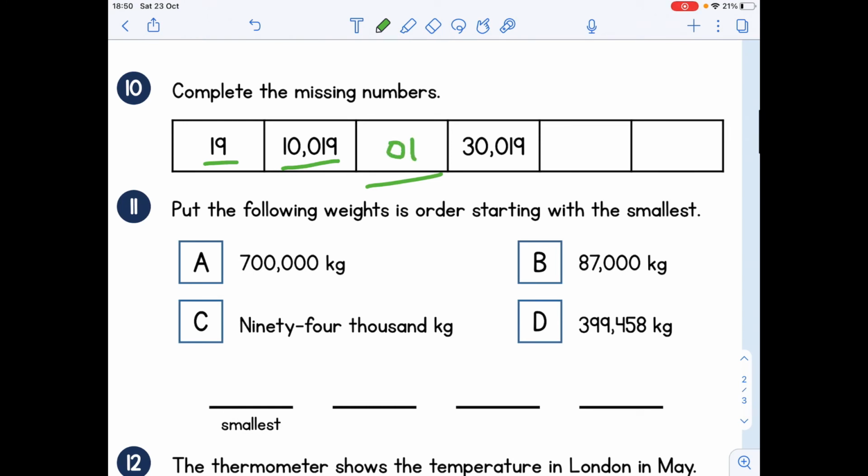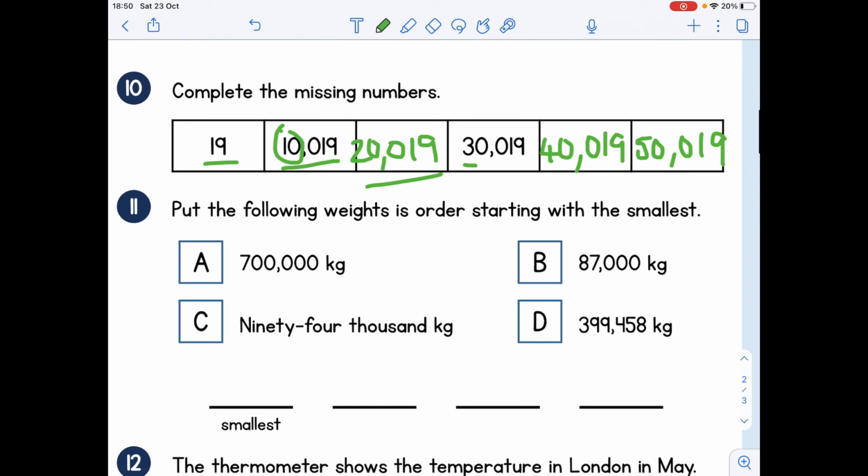So we can see that what's staying the same is the 19, but the 10,000 column keeps changing. It's 10,000 here, so it's going to be 20,000 here. It's 30,000 here. It's going to be 40,019 here, and then finally 50,019 here. So the 19 stays the same in all of them. It's the 10,000 column that keeps changing.